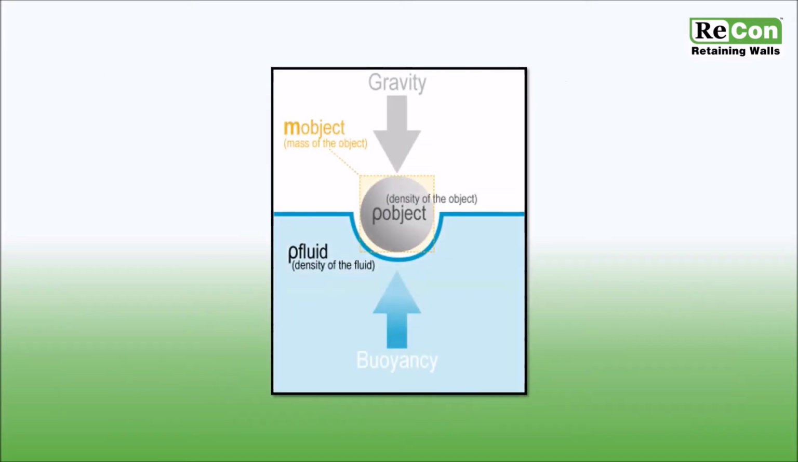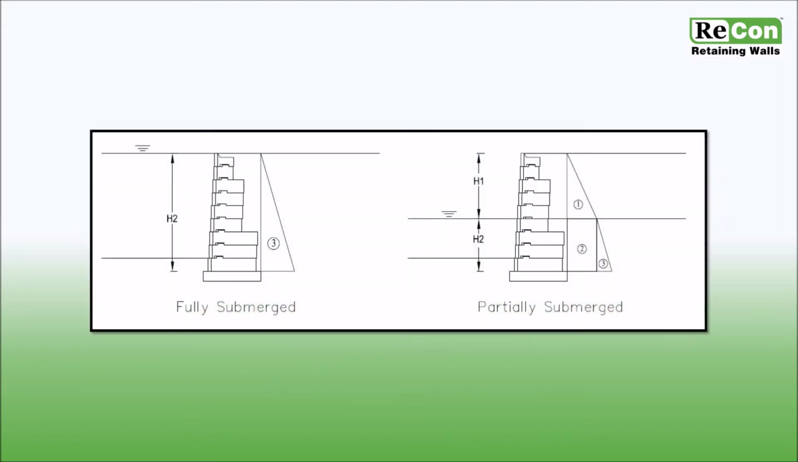Buoyancy is an upward force exerted on an object by a fluid such as water. When objects are fully submerged, the effective weight of the object is reduced by the buoyant forces. In the case of retaining walls, a partially or fully submerged wall results in the reduction of both driving and resisting forces. The presence of water and the submerging of the wall may not control in the analysis, but given its effect, it is recommended that it be checked.